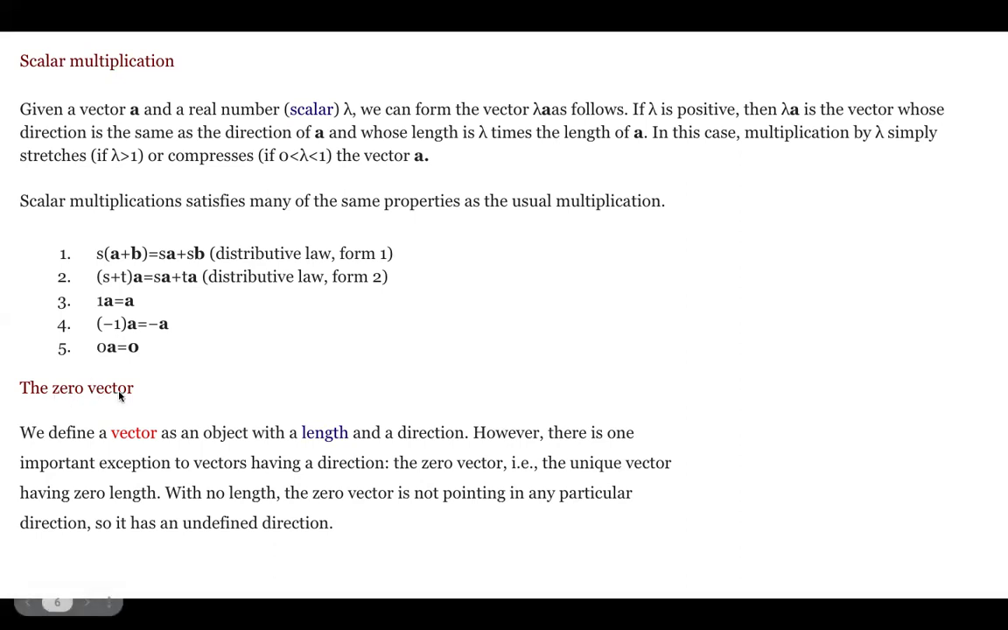We did talk about the zero vector. It's an exception to the regular vector. It has zero length, and with no length, the vector is not pointing in any direction, which means it has an undefined direction. It doesn't point in any direction.